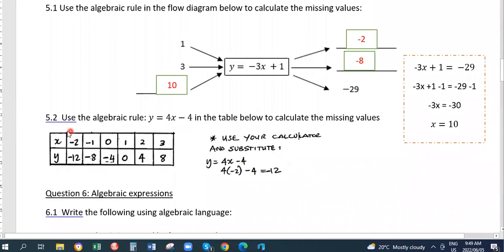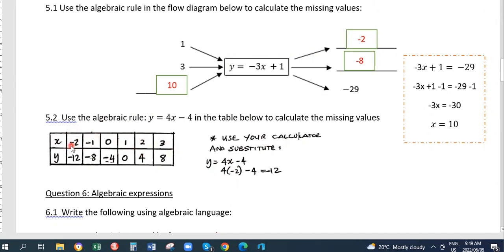The next section is the same, similar idea. You can use your calculator and substitute, but we have x values here. This is your algebraic rule. We don't have it in the form of a flow diagram. We have it in a table. So we have all your x values here. We need to work out your y values.